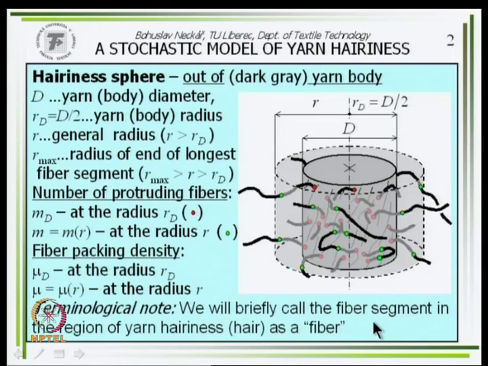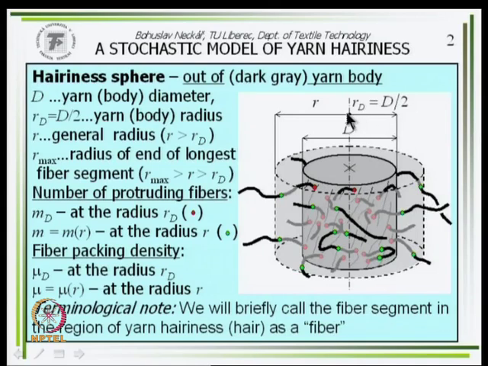This is the scheme of some yarn and its hairiness sphere. The radius of the yarn body is related to our known yarn diameter d. We will often use also one half of this, the yarn radius rD. All quantities which are related to this radius rD will have subscript capital D, on the yarn body surface of the diameter d.